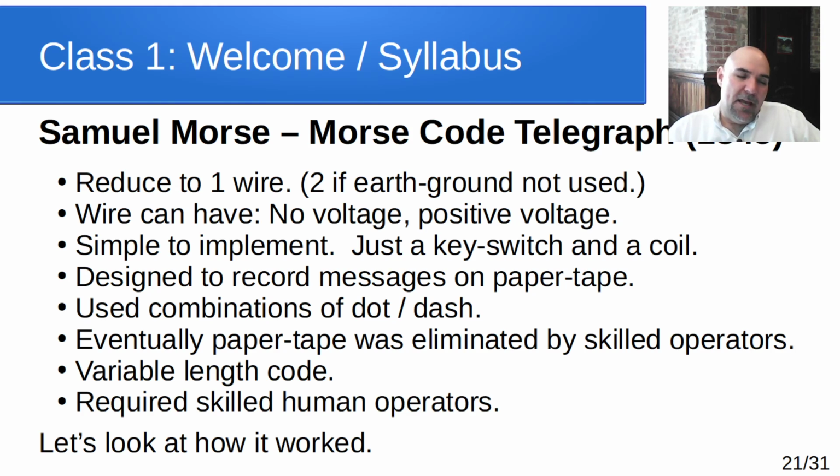Now, it had a variable length coding system, and it required skilled human operators to decode those. In other words, you had to know Morse code in order to be able to decode it. So let's look at how it worked quickly.